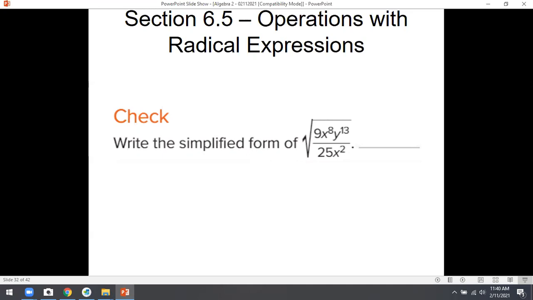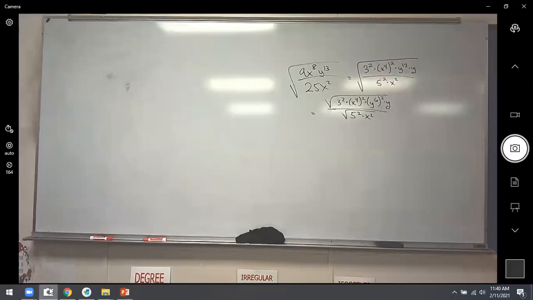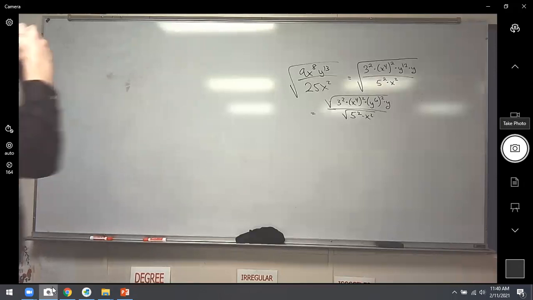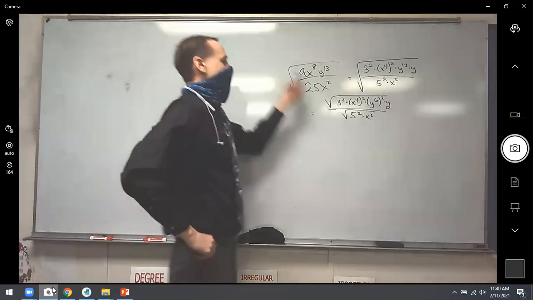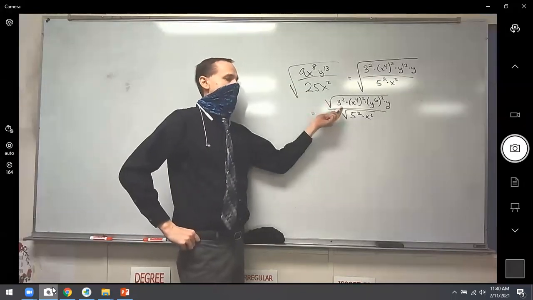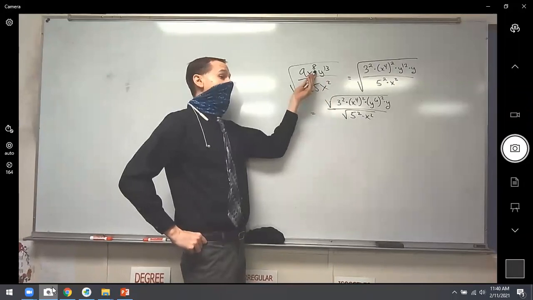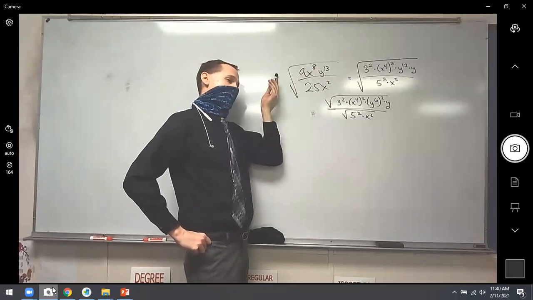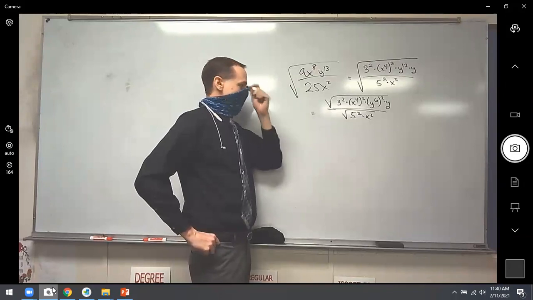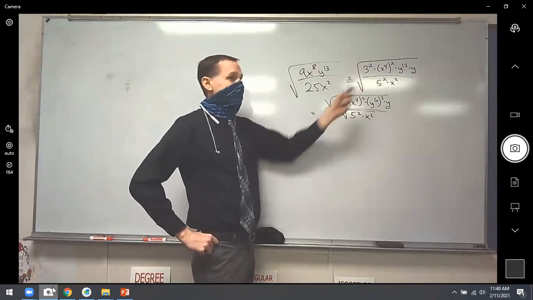You can take the root and put it on the top and the bottom separately anytime you want. At any stage, you're allowed to do that. And I hope the first thing you started doing was looking for perfect squares that go into things. Is that what we were doing? So on the top, I'm seeing a 9. That's 3 squared, right? I'm seeing an x to the 8th. Now, that divides by 2 evenly, doesn't it? So I can call that x to the 4th squared.